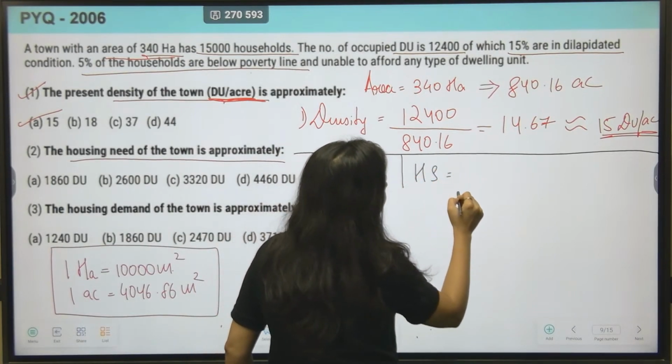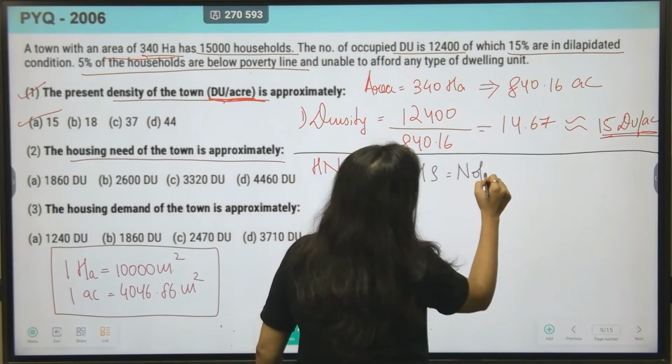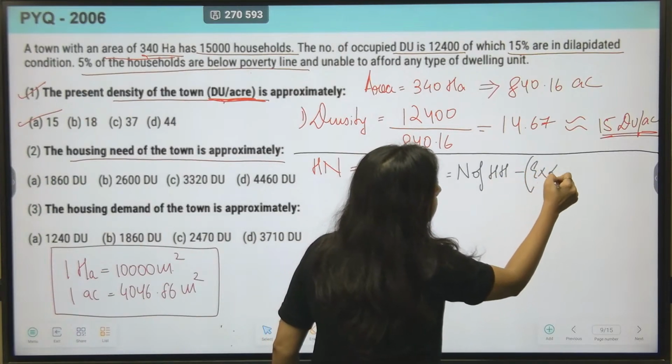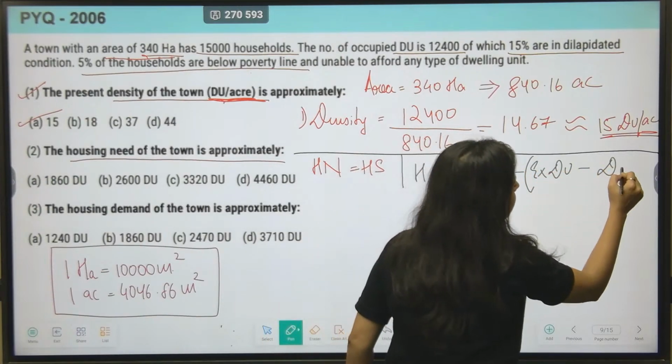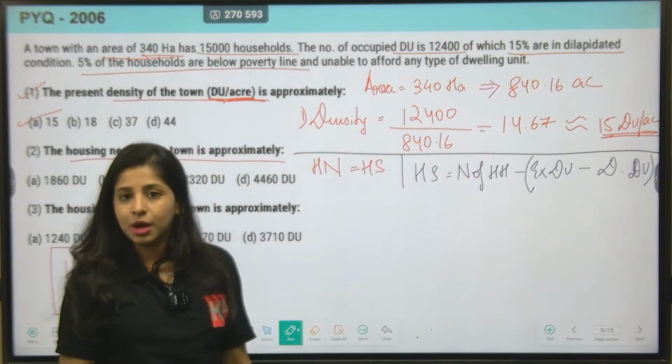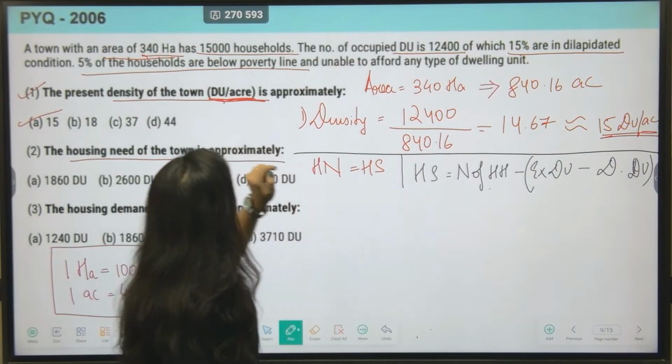Housing shortage formula is what? Number of households minus existing DU minus dilapidated DU. I have written it in short, okay? Existing DU minus dilapidated DU. Number of households. Do we know the number of households?